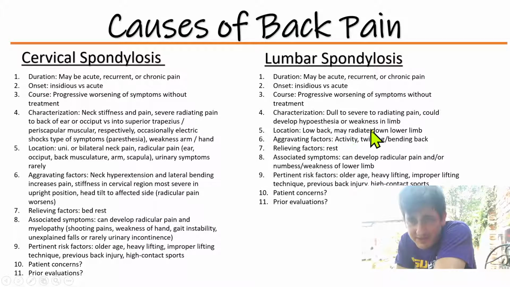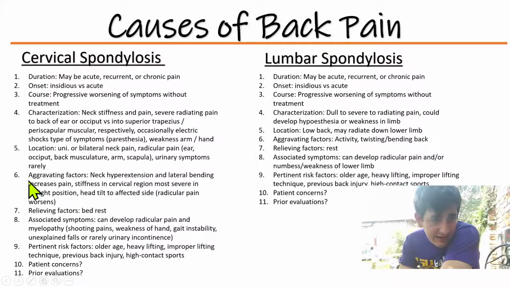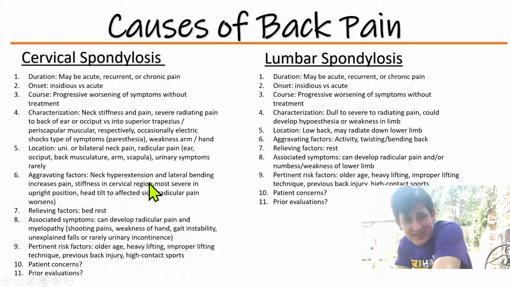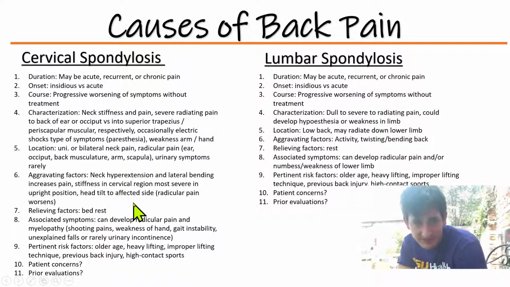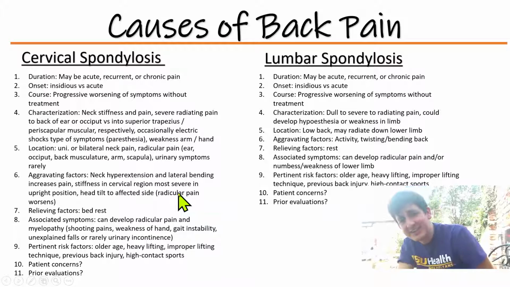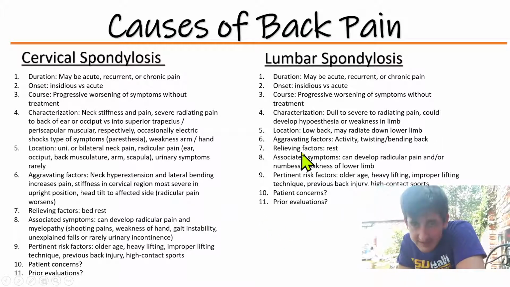Location here, low back pain may radiate down the lower limb. Aggravating factors: neck hyperextension and lateral bending increase pain and stiffness in the cervical region, most severe in upright position. Head tilt to the affected side can cause shooting pain down a limb, right? And here with lumbar, you'll see activity worsens it, of course, twisting, bending of the back. Relieving factors for both is bed rest or rest. Especially this one's bed rest, because if the neck's elevated, that's putting pressure on the cervical spine. So laying your neck down helps the pain.